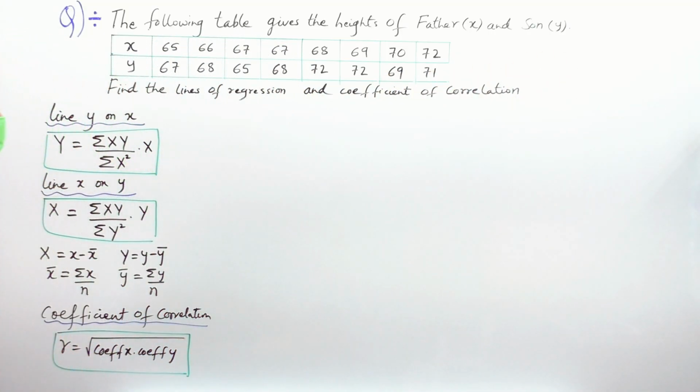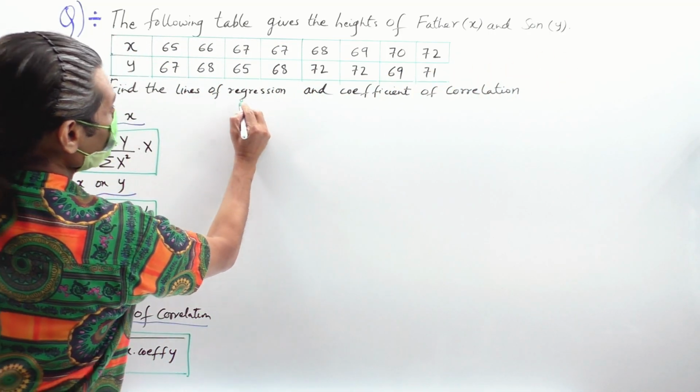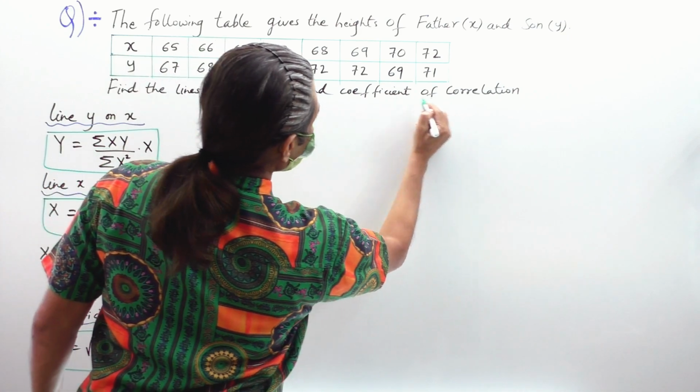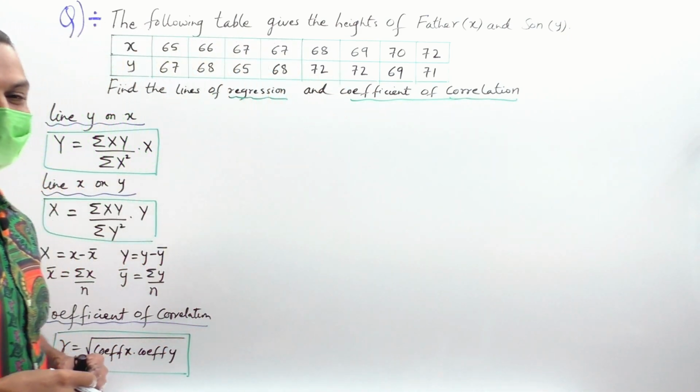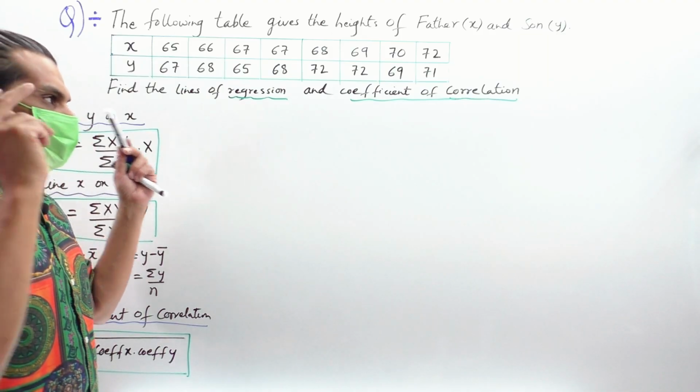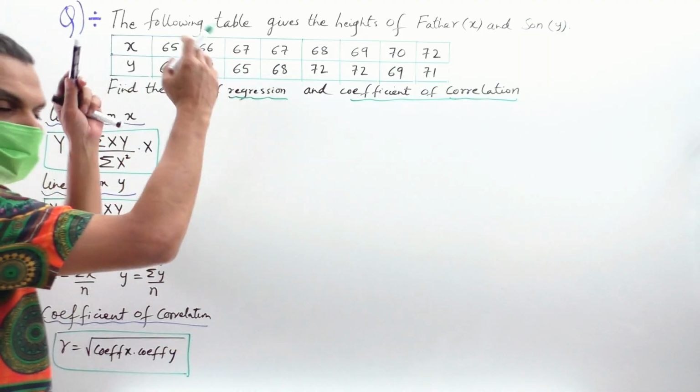N is equal to 8. Find the lines of regression and coefficient of correlation from the data. Okay, so we have the formulas here, we will make a table.